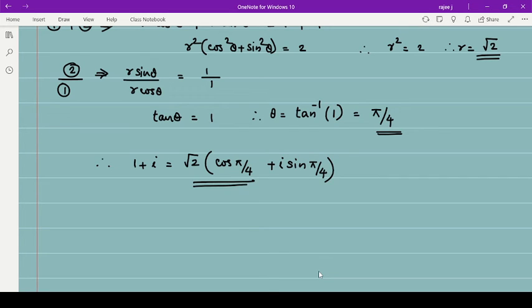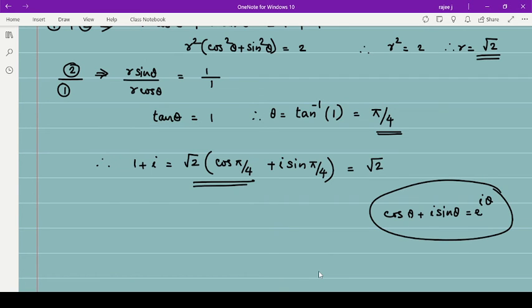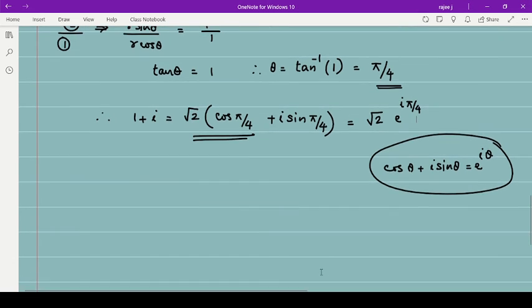Now the same thing we can write as root 2 into, we know cos theta plus i sin theta is e raised to i theta. Already we have written that. If I use that here, theta is pi by 4, so we can write this as e raised to i pi by 4. So root 2 into e raised to i pi by 4 is a simple notation of 1 plus i.